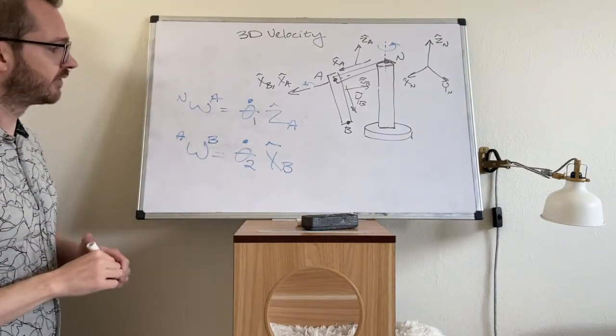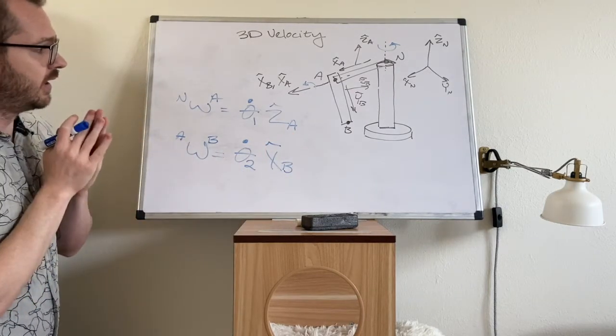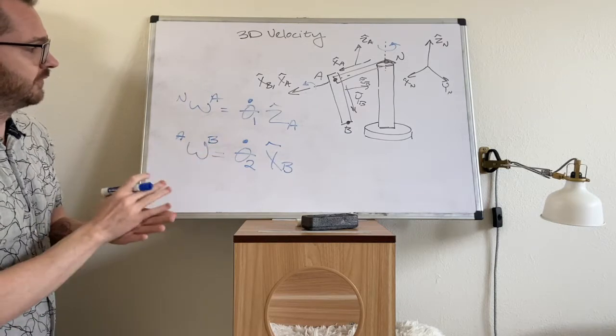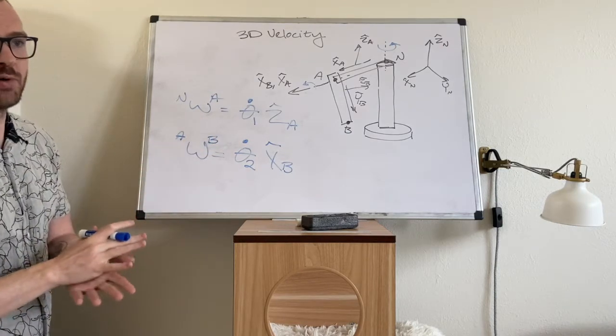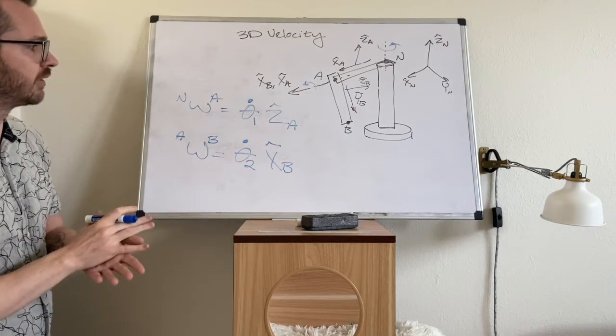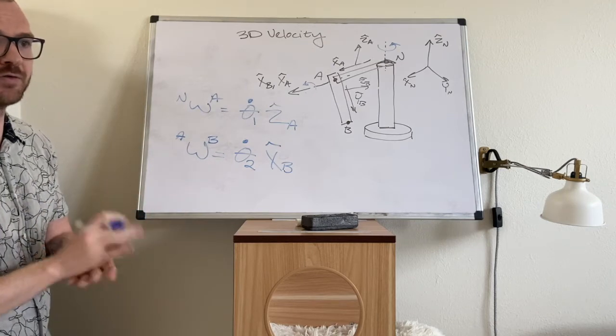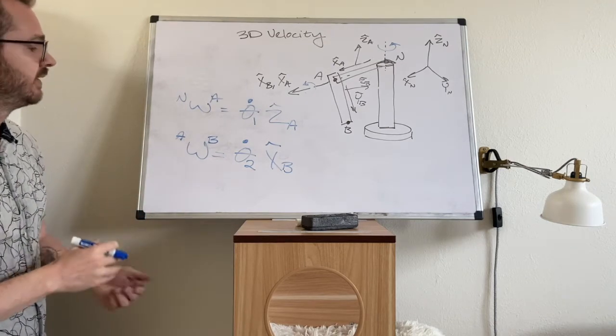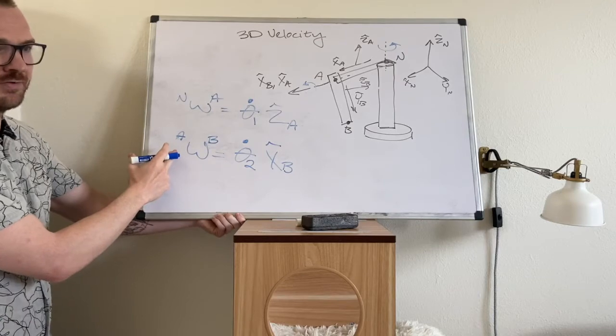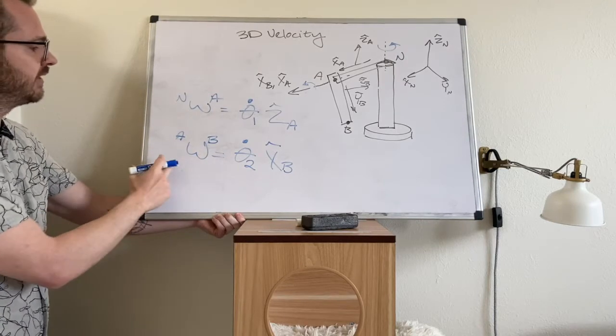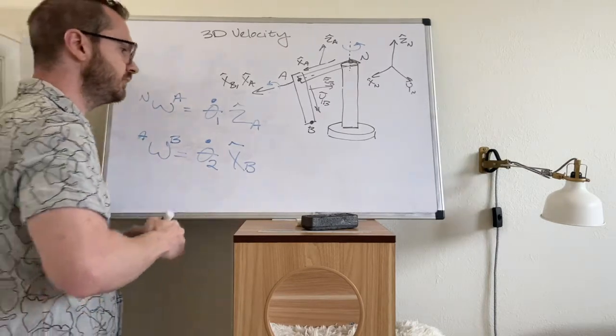But there is your angular velocity. Now, we're going to take derivatives of position vectors in a bit, and we're going to have to use transport theorem. And when you use transport theorem, you use the total angular velocity every time. So this is not the total angular velocity. This is just a little piece of the B frame's total.